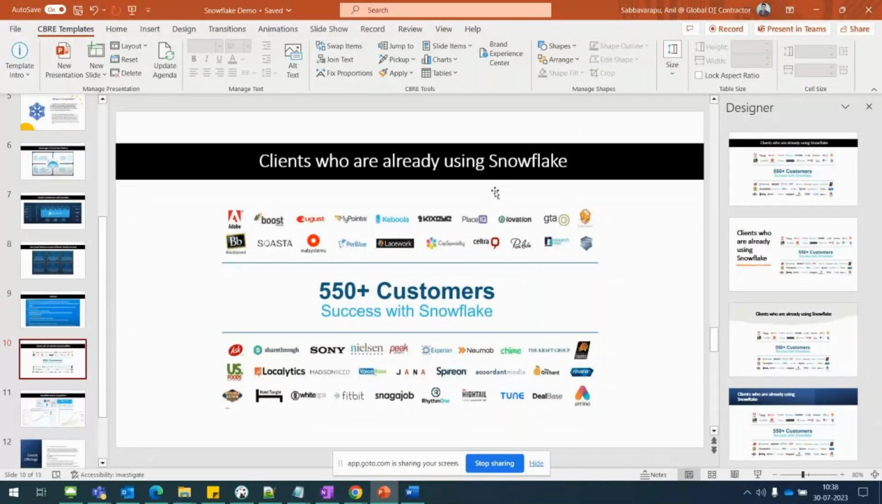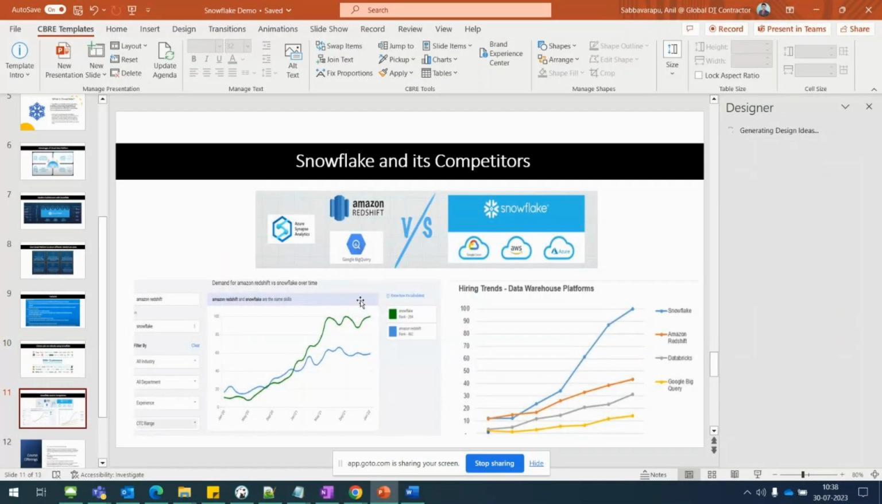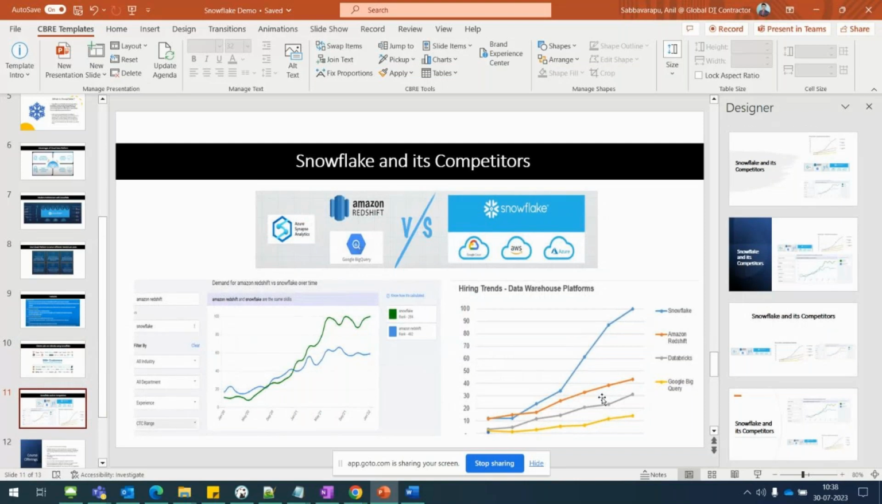If you see this particular slide, and the trend of how the jobs have grown with respect to the years, this is where it stands. There is a huge demand for Snowflake at this moment.